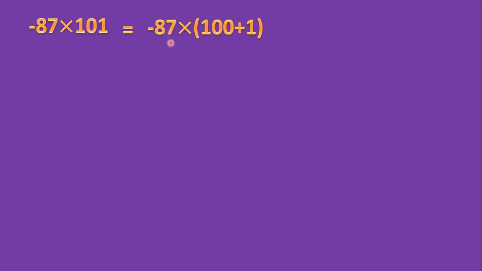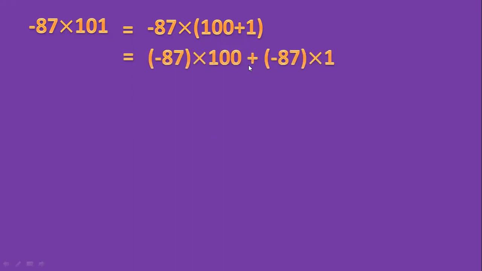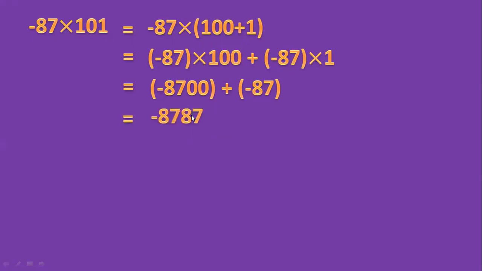Now, using distributive property, multiply these two first. Minus 87 into 100 plus minus 87 into 1. That is minus 8700. Here plus, here minus, only one negative sign, so minus 87. Then both the numbers have the same sign, so add: minus 8787.